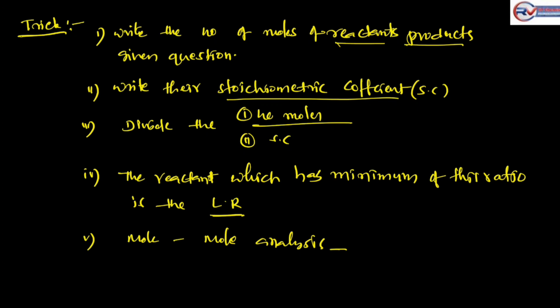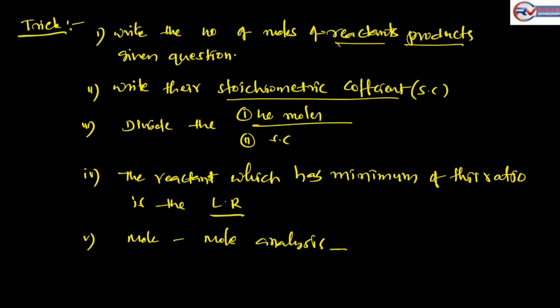Second, write their stoichiometric coefficients from the chemical equation. The third one: divide the number of moles by the stoichiometric coefficient. The fourth: the reactant which has the minimum value of this ratio is the limiting reagent. Finally, we can do the mole analysis. These are the rules to find the limiting reagent.